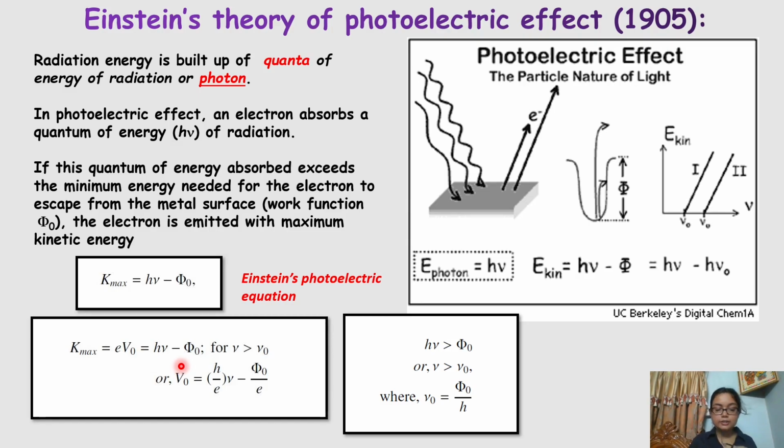So Einstein's theory of the photoelectric effect can explain all those experimental observations, and for this phenomenal work he was awarded the Nobel Prize in the year 1921. And the photoelectric effect gives the particle nature of light.